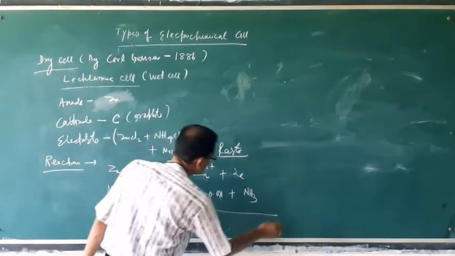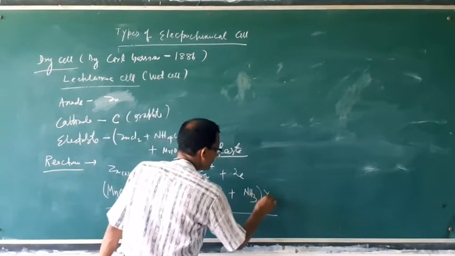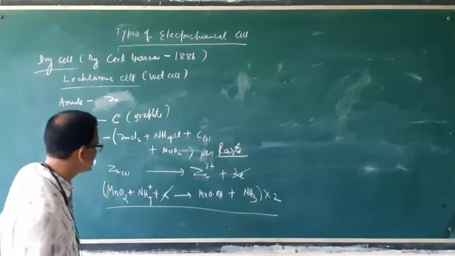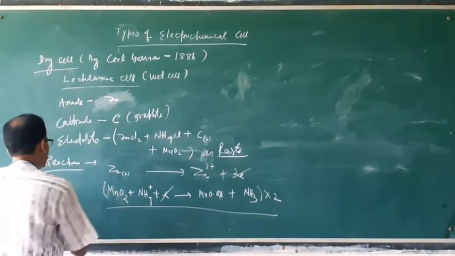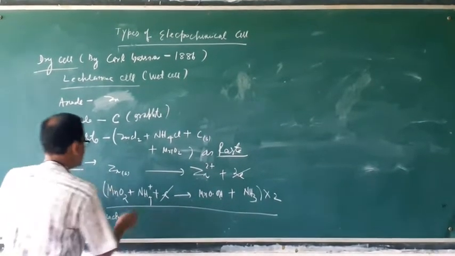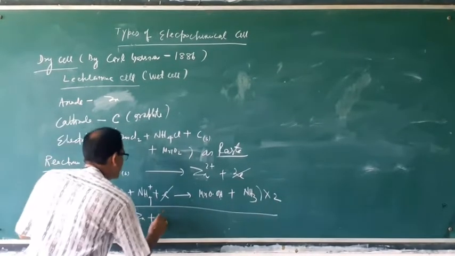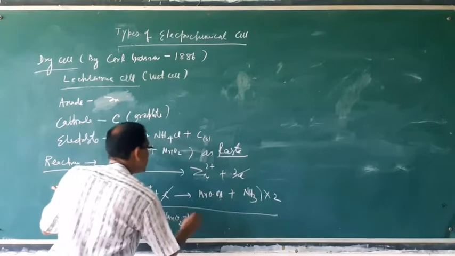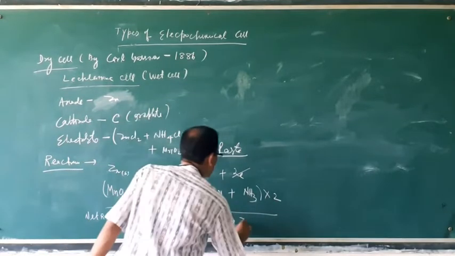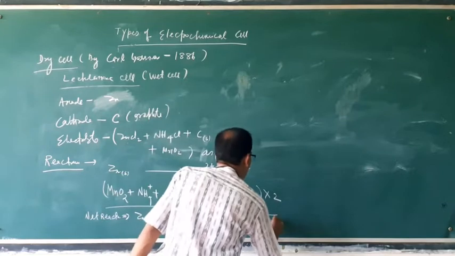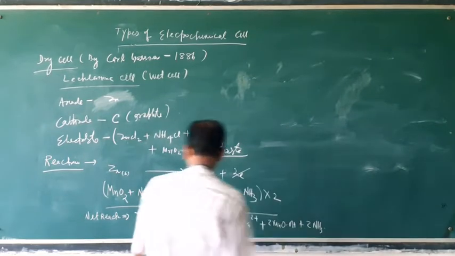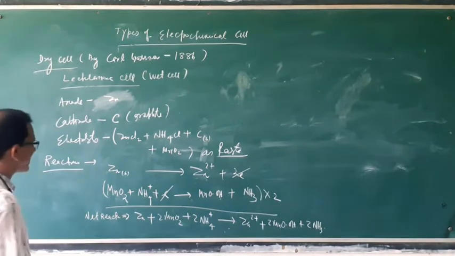So to cancel the electron, you multiply the second reaction by 2 so that the electrons on the right side and left side cancel. So what is the net reaction? The net reaction is Zn plus 2MnO2 plus 2 ammonium ion changes to Zn2+ plus 2MnOOH plus 2 ammonia. So this is the final reaction of the dry cell.